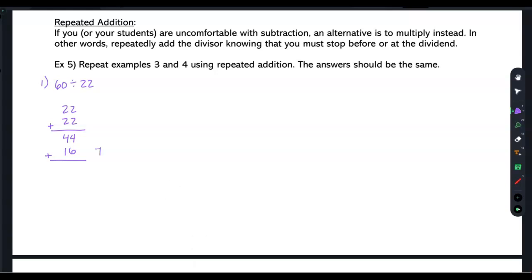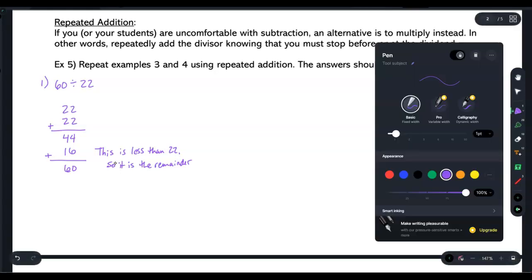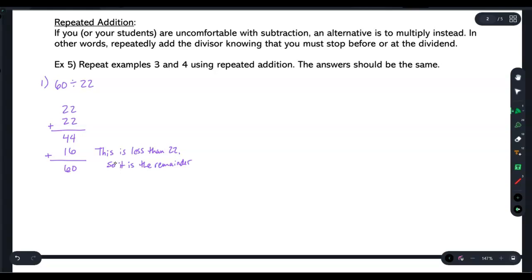So since that 16 is less than 22, it's the remainder. But this is what would get me to a total of 60. So then how do I find my answer? I would look at this and say, okay, how many times did I add the divisor? How many times did I add 22?